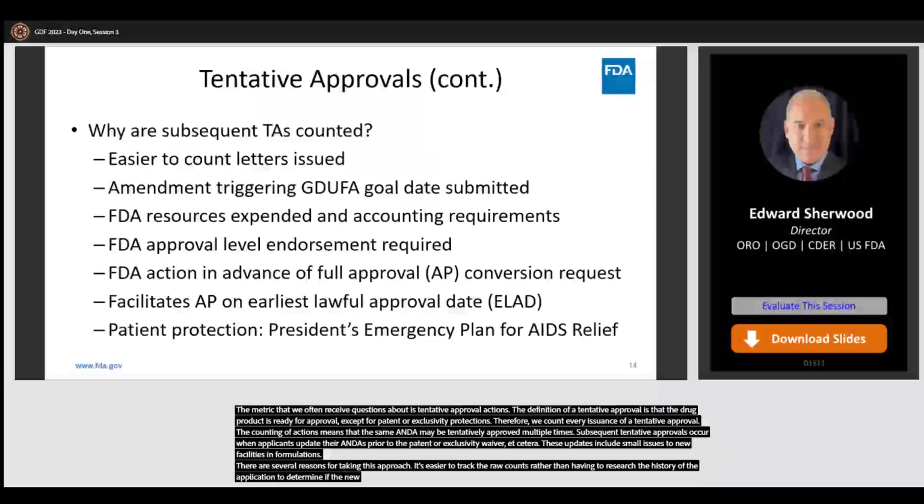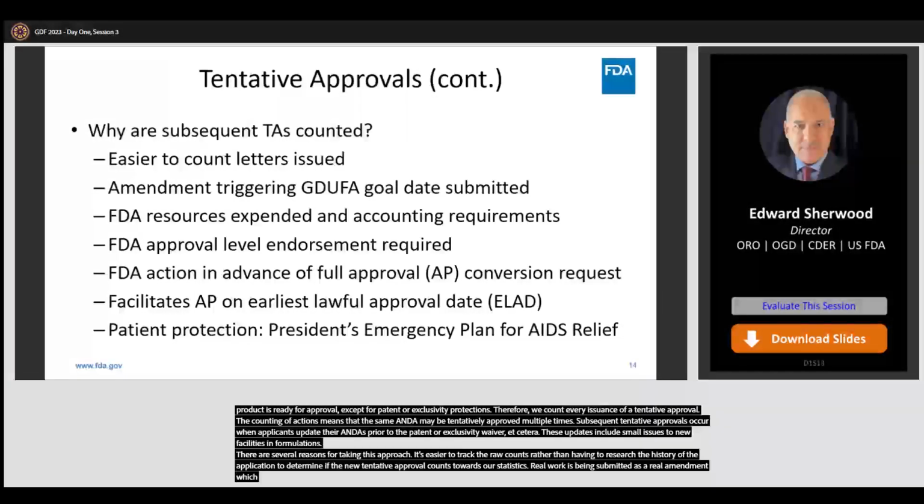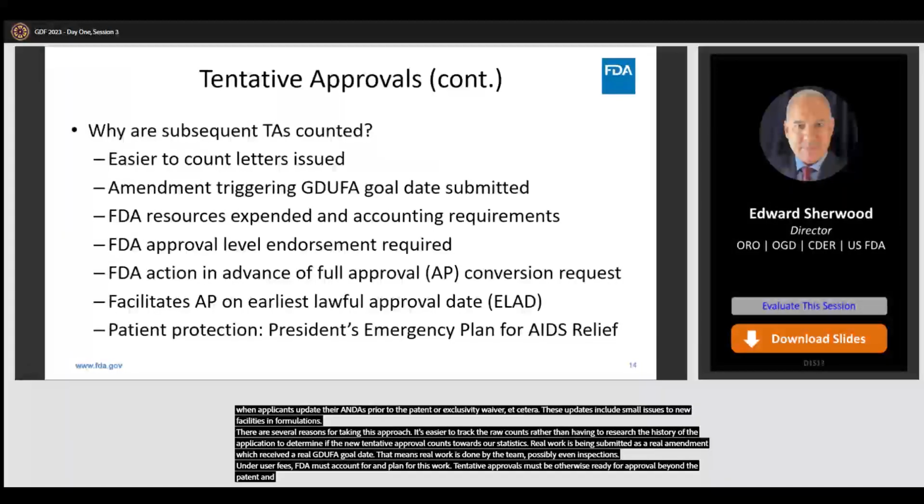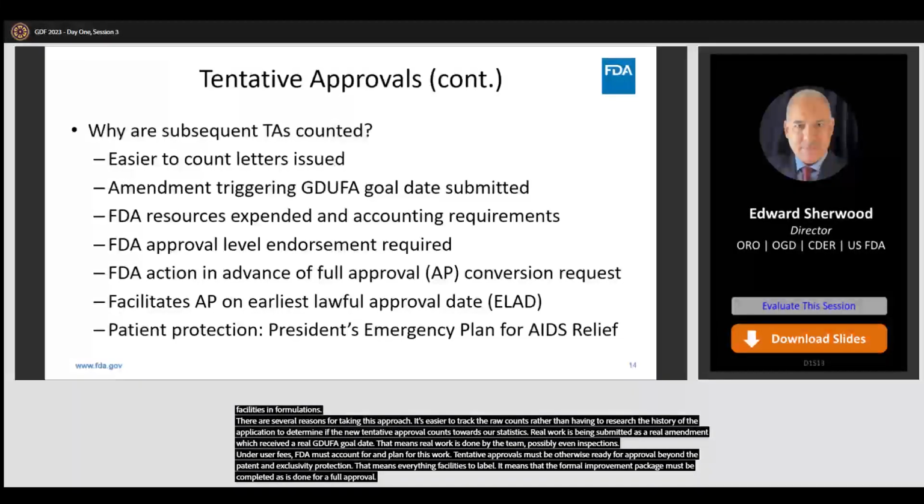Real work is being submitted as a real amendment, which receives a real GDUFA goal date. That means real work is done by the team, possibly even inspections. Under user fees, FDA must account for and plan for this work. Tentative approvals must be otherwise ready for approval beyond the patent and exclusivity protection. That means everything from facilities to labeling. It also means that the formal approval package and endorsements must be completed, as is done for a full approval. This is work for all the disciplines and regulatory project managers, well above that for complete response letters.